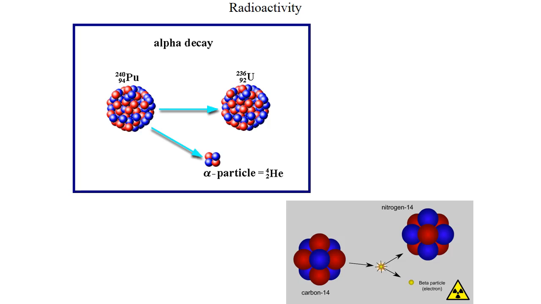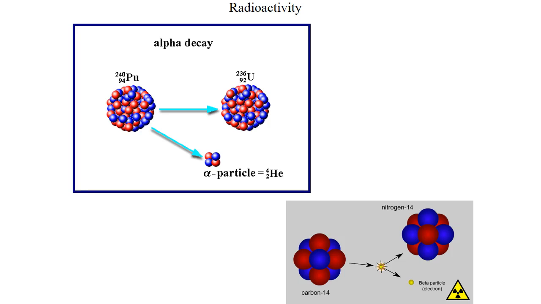Shown here are two of the more common types. One is alpha decay. There's a picture here of a plutonium-240 atom undergoing alpha decay to form uranium-236. That comes along with the ejection of what's called an alpha particle, which we're going to talk about. And then at the bottom is a beta decay, which shows carbon-14. Carbon-14 dating is related to this process. Carbon-14 will change into nitrogen-14 and at the same time emit a beta particle, which is an electron.